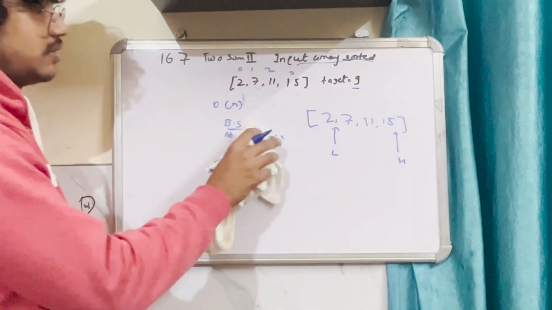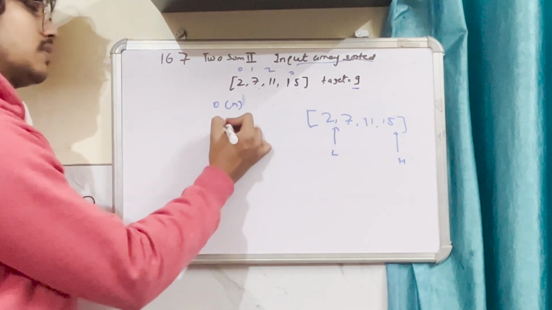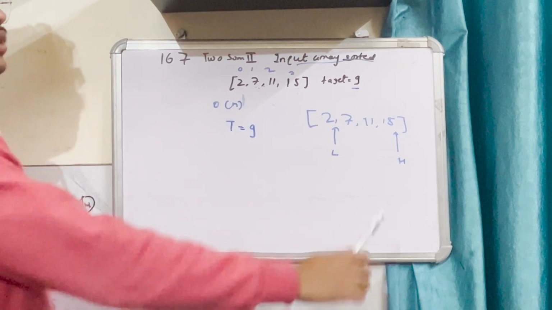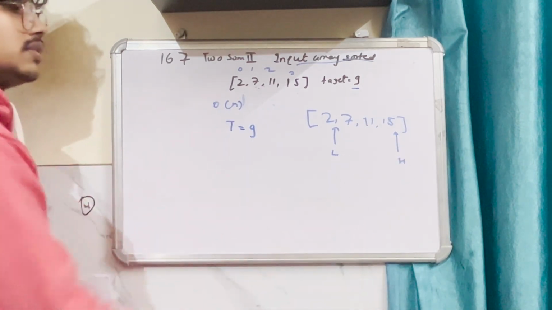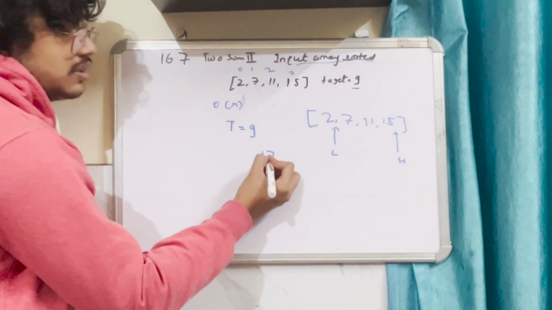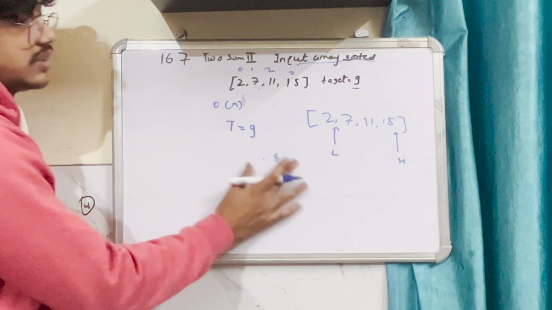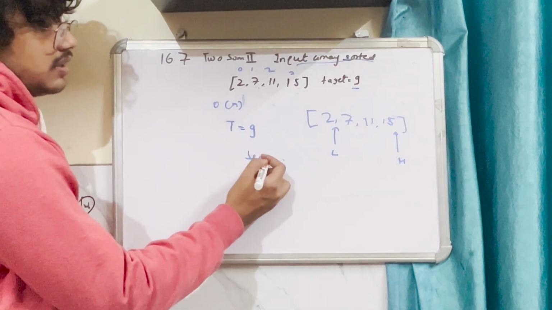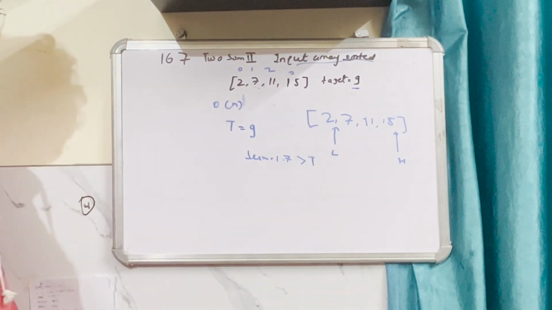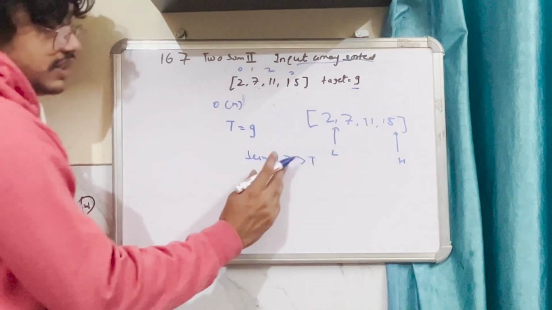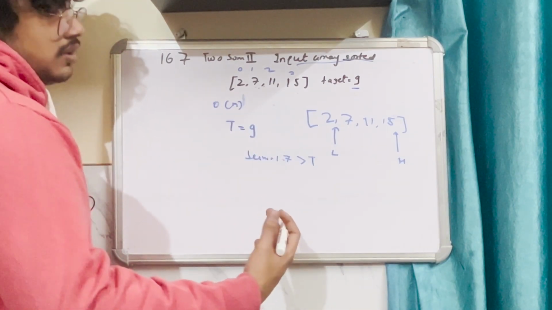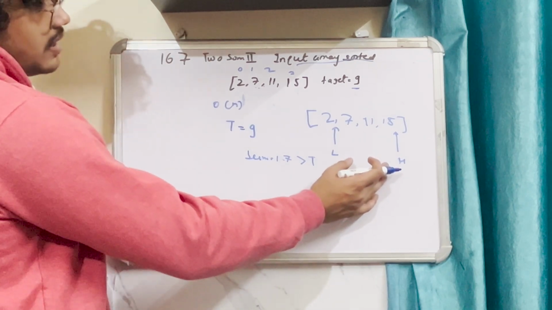And let me write this and explain. The target is 9. So what is the value at these two positions? The value is 15 plus 2, which is 17. Or you can say sum equals 17, which is greater than the target. You found out the sum is 17, which is greater than 9. So where can your answer lie? Your answer will lie on the left hand side.